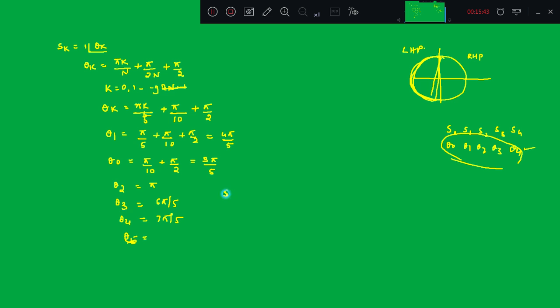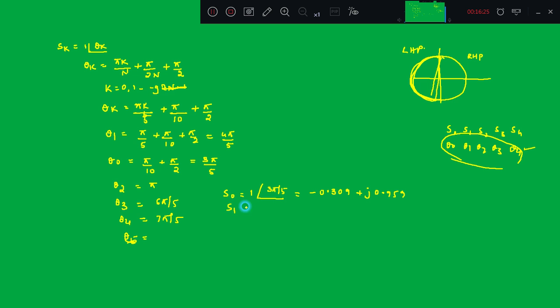Once you calculate this, you will calculate S0. S0 is equal to, magnitude is always 1 because we have considered a unit radius, and the angle is theta 0, so it is 3 pi divided by 5. Convert this polar form into the rectangular or Cartesian form. So what will you get? You will get minus 0.309 plus j 0.959, right?